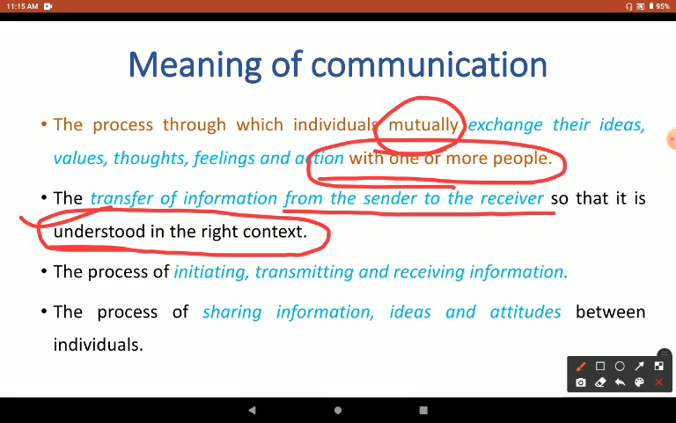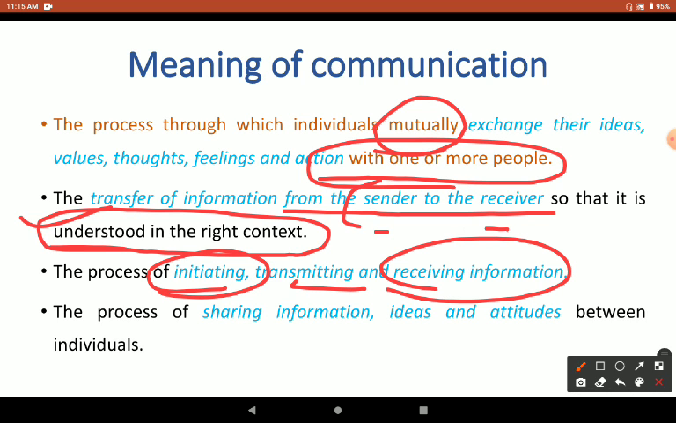If only the sender is there and no receiver, then it is not a communication process, understood? So both sender and receiver should be there; they are both important elements in the communication process. Communication is a process that stimulates the transmitting and receiving of any information which you want to share with one or more people.